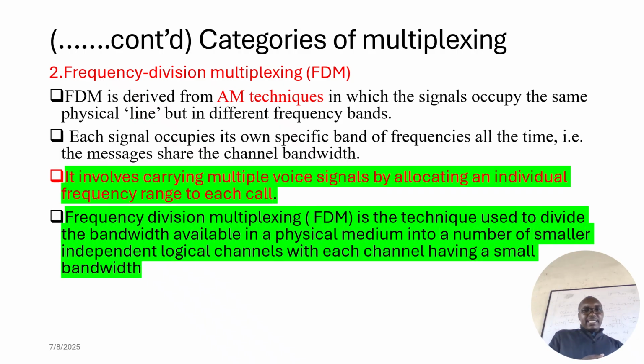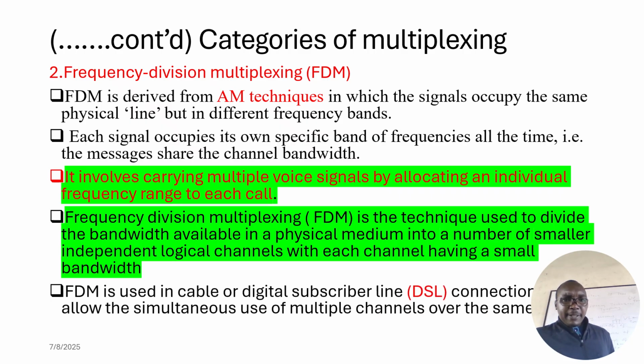So frequency division is a technique used to divide the bandwidth available in a physical medium into a number of smaller independent logical channels, with each channel having a smaller bandwidth. FDM is used in cable or digital subscriber line. Kindly check DSL and also check ADSL, asynchronous digital subscriber line. Check what those are: connections allowing the simultaneous use of multiple channels over the same medium.